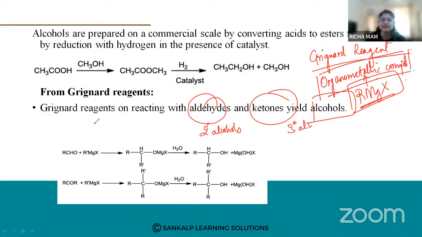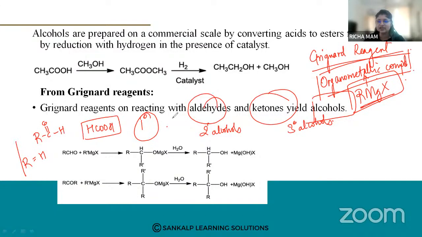And if I react the Grignard reagent with formaldehyde, it is an aldehyde, but your R should be H only. If R is H only, then you will get a primary alcohol. So these are the three conditions. We will see the general reaction first, and then the examples we will see in the next class.